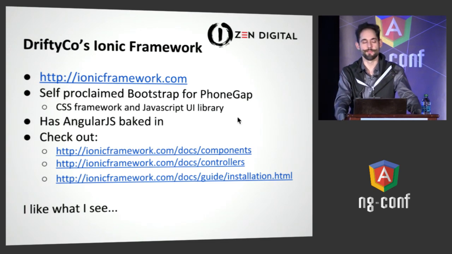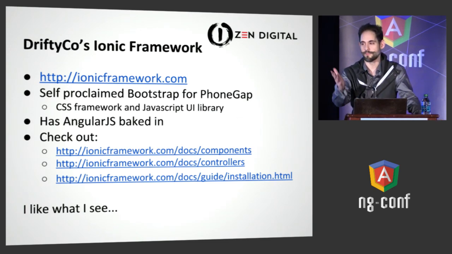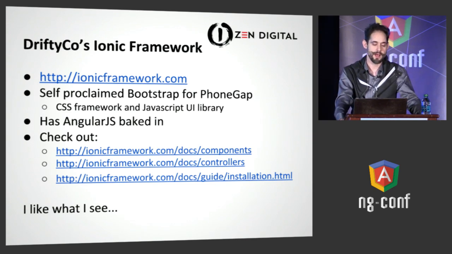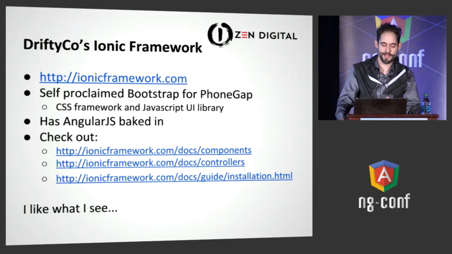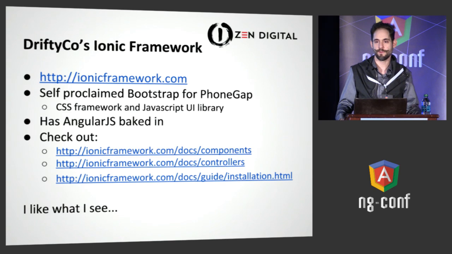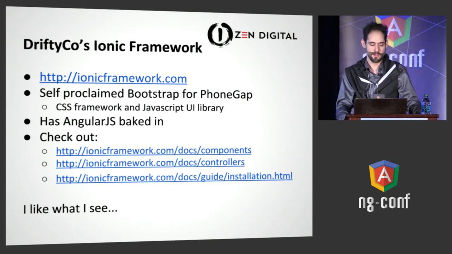Obviously, the Ionic Framework that most of you might have heard of, I don't know if everybody got a chance to sit in on the talk late. Was that Wednesday? Ionic is the self-proclaimed bootstrap for PhoneGap. It's a CSS framework and JavaScript UI library. It has AngularJS baked in, and it's basically wrapped around PhoneGap, or Cordova. So you get Cordova and Angular from the get-go, plus a bunch of amazing UI widgets.